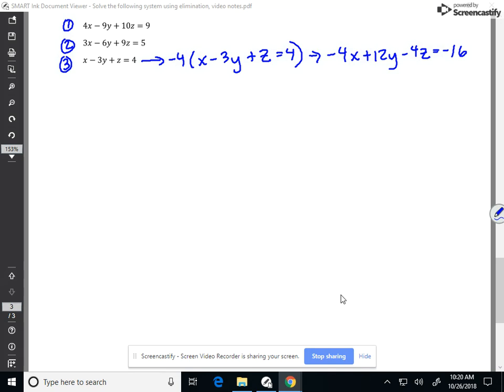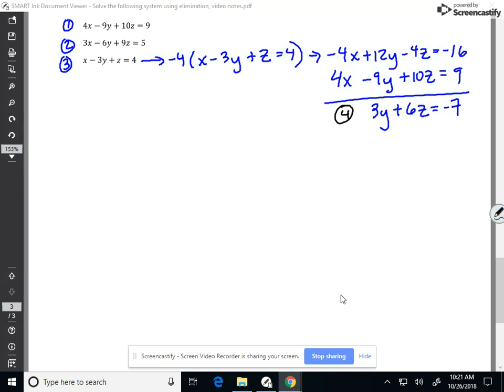And if I add that to equation 1, again, I said that my x variable will cancel out, and it does. -4x and positive 4x make 0. 12y and -9y make positive 3y. -4z and positive 10z are going to give me 6z. And -16 and positive 9 is going to give me -7. So now I have a new equation number 4, right?